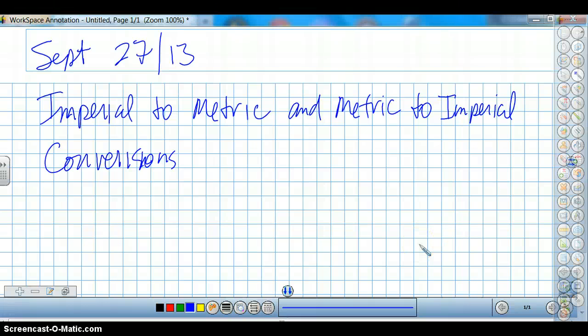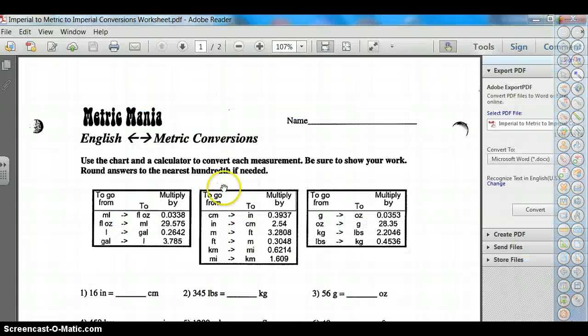So class, as promised, I mentioned that yesterday I was going to be away. So today's class is going to be about learning imperial units to metric units, and then going from metric units to imperial units. Hopefully the teacher covering has given you this handout, and you can see these charts.